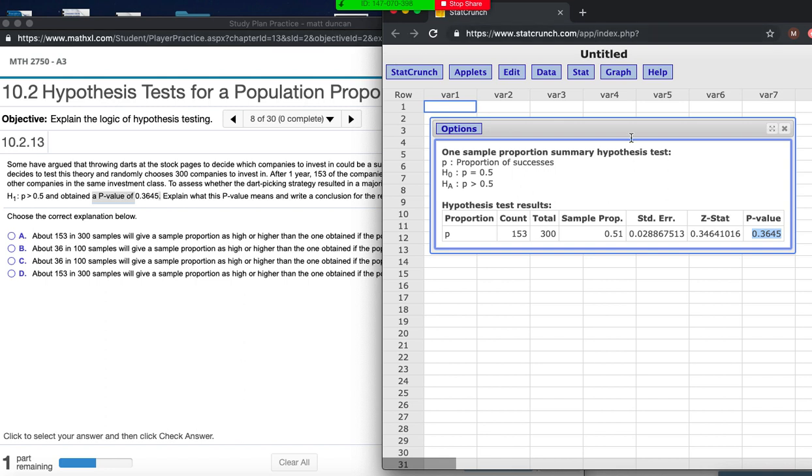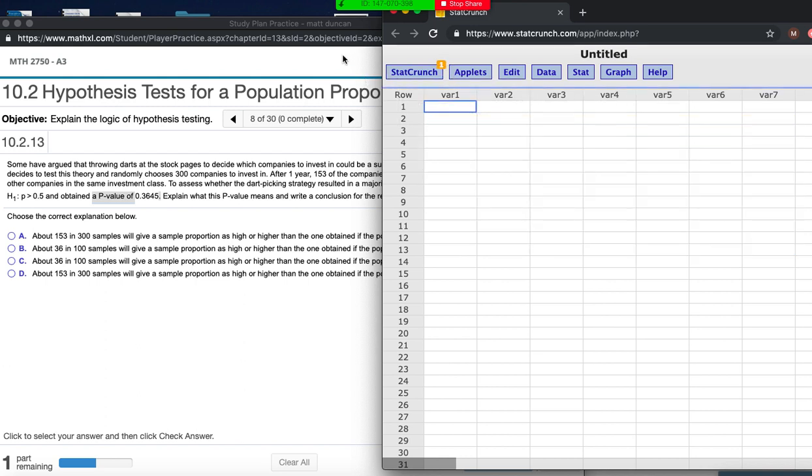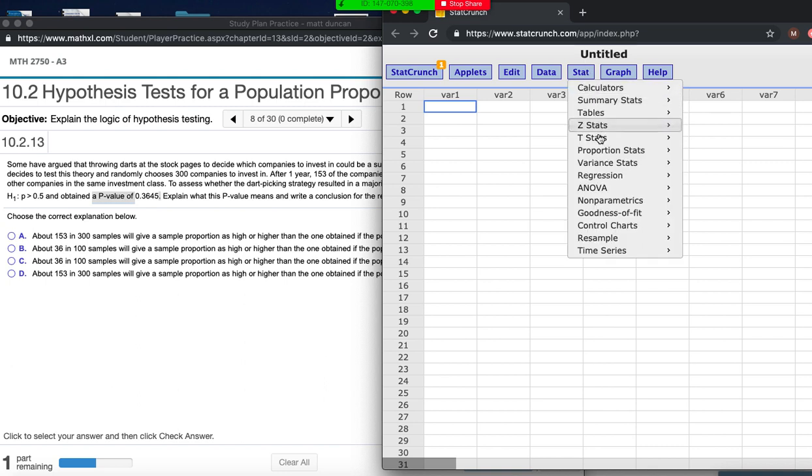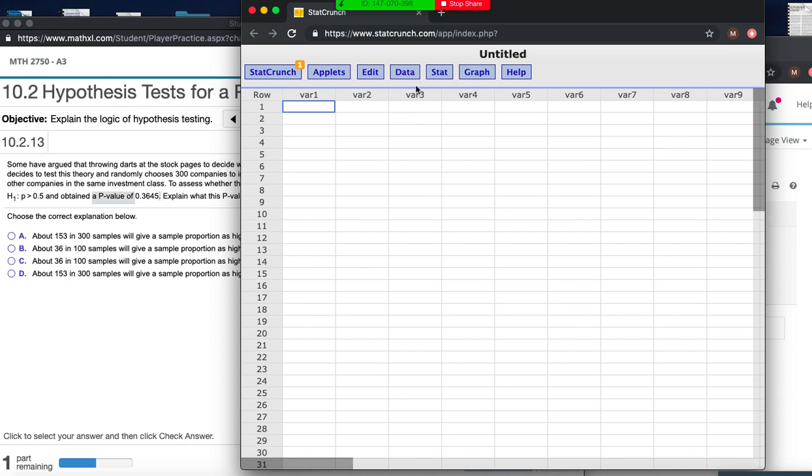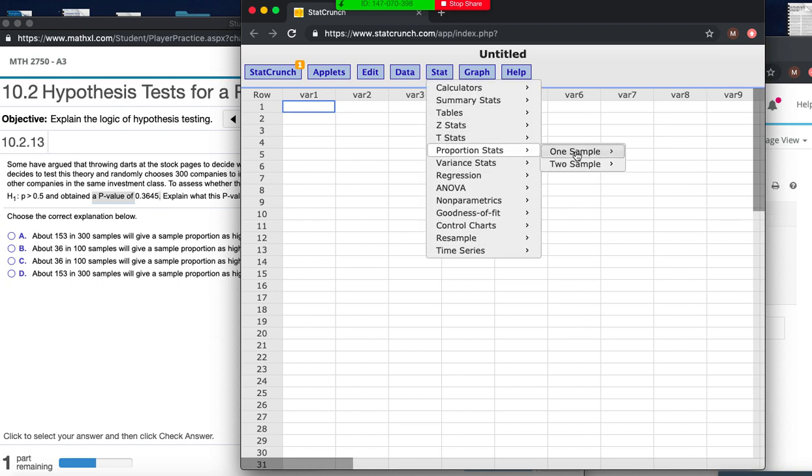Okay, so that's that kind of example, and all of them are going to be pretty much that. You just got to know where you're going. So the places that we would have gone so far, and let me expand this a little. That's a proportion stat. So you go to Stat, Proportion, One Sample, and then you're always going to go to Summary here. You'll never have the data.